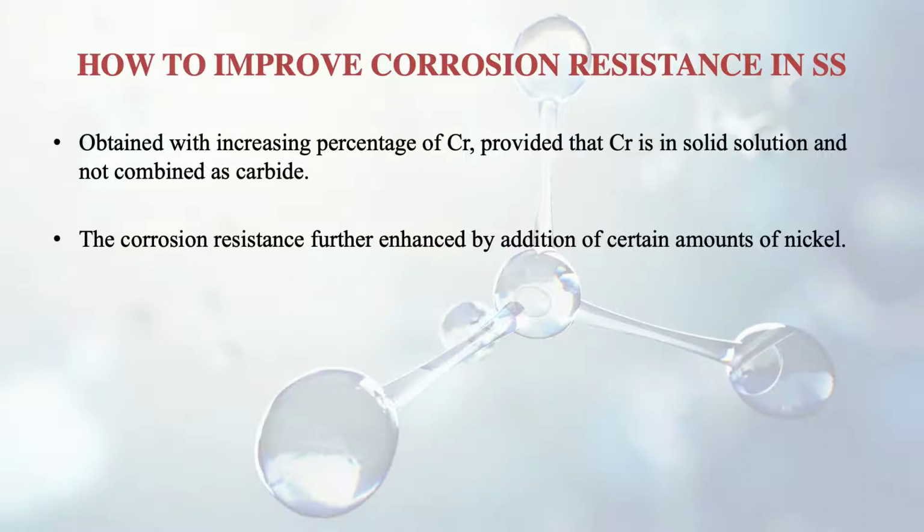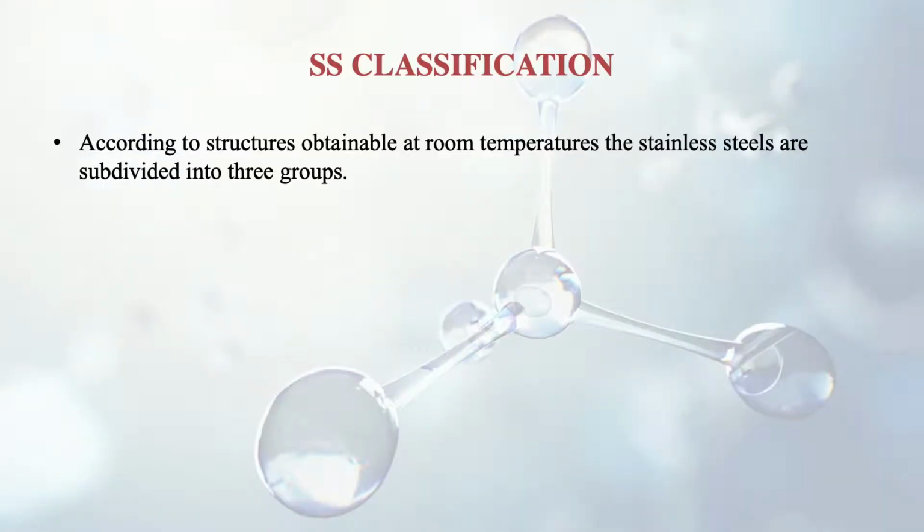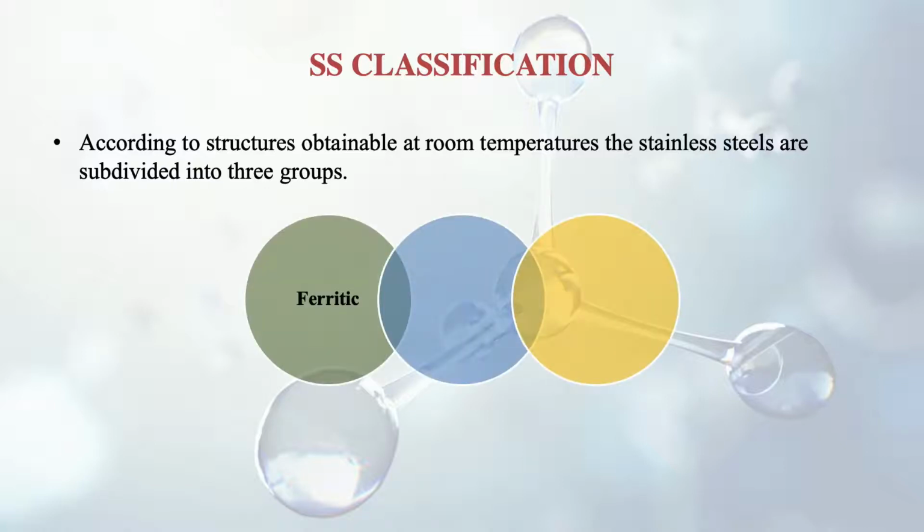The corrosion resistance further will be enhanced by addition of certain amounts of nickel. Like we have already studied in the previous sessions, nickel helps in corrosion prevention. So again it is seen here. After discussing the stainless steels, let us now see the classification of that. According to structures obtainable at room temperatures, the stainless steel is subdivided into three groups, that is ferritic, austenitic and martensitic. These are the three subdivisions of stainless steel.